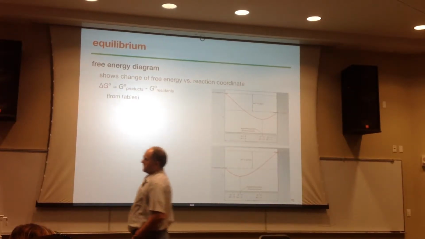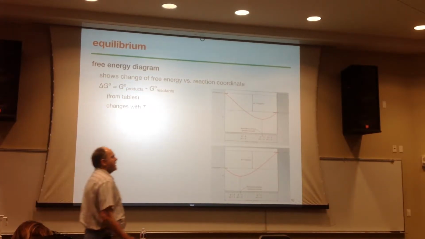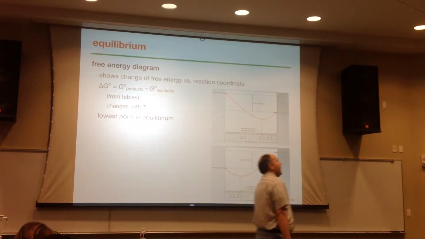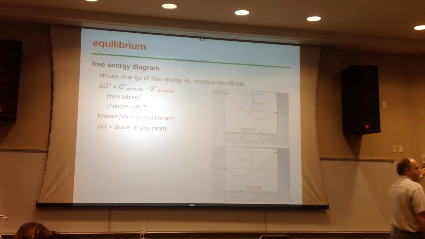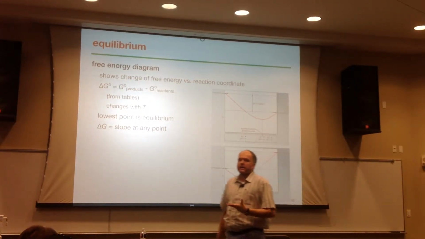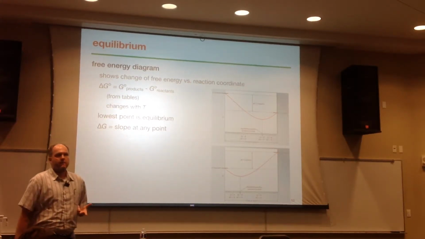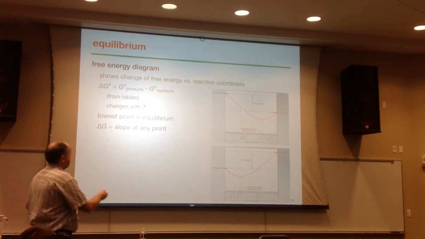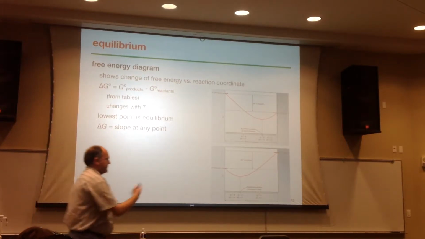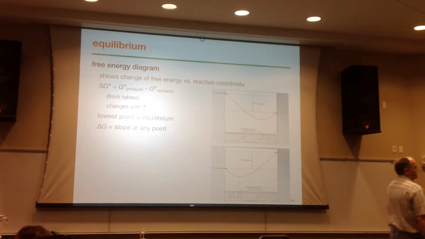So, we get delta G0 from tables, which makes it easy to calculate. It does change with temperature. The lowest point is again the equilibrium. Delta G itself, we're writing it as a big delta, and mathematicians would hate us for this. Technically, it's the derivative of Gibbs free energy with respect to the extended reaction, which would basically just be the slope. But instead of writing a derivative or defining a derivative as a symbol, we just write delta G for historical reasons, and I think it confuses people.